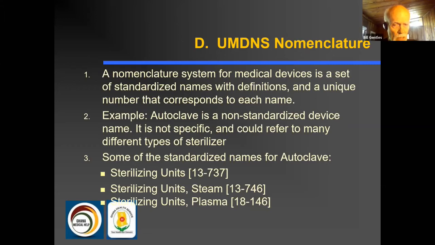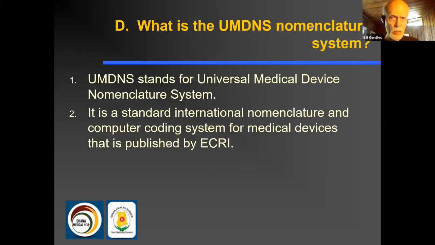But then it gets into more specific names, and I'll just list a couple of these here. Sterilizing units steam has a different code, and sterilizing units plasma, again, has a different code. So what we're hoping to get everyone to move towards is using the set of standardized names when they're taking inventory. And we'll get into how that's going to be made possible as we progress in this presentation. Let me give you some more examples.